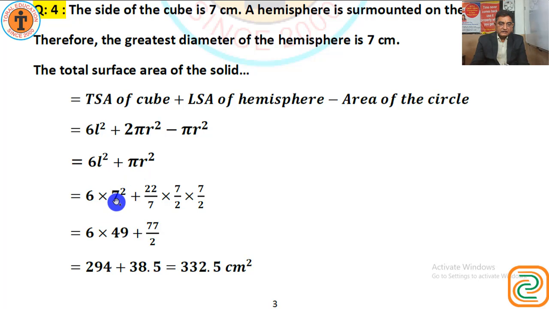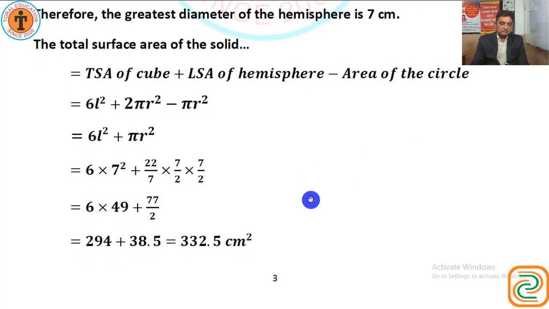And 6L square: 6 into 7 square plus 22 by 7 into 7 by 2, 7 by 2. Why 7 by 2? Because diameter is 7 and radius is 7 by 2. If we cut off this, then 7 cut off, 11 2s are 22 and 11 7s are 77 by 2, and here it is 49. Then 6 into 49, that is 294 plus 38.5. It gives us 332.5 centimeter square. One cube is there and hemisphere is put on the cube. This is the figure.